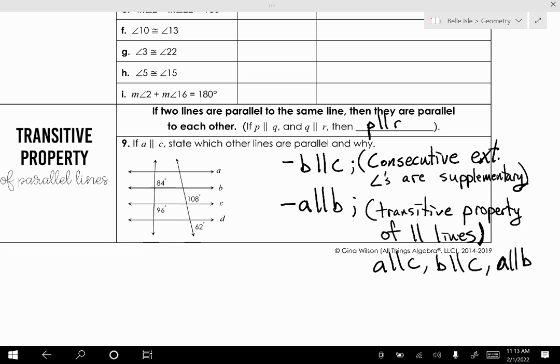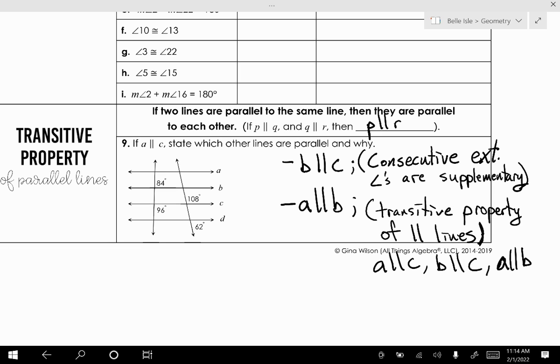Well, you see, originally, I think that some of the people were only looking at the 108 and the 62, right? So that gave them that C and D. But also, the 84 and the 96 are consecutive exterior, and they also are supplementary. There you go. So that makes it B and C. Okay, good. We just want to help those people out.